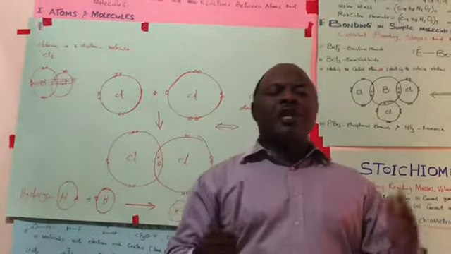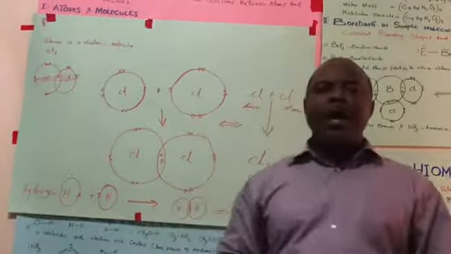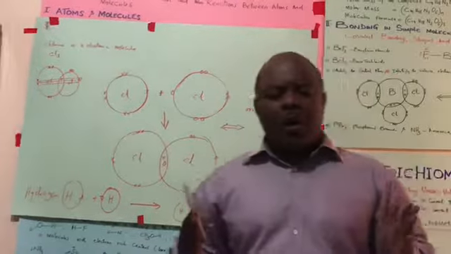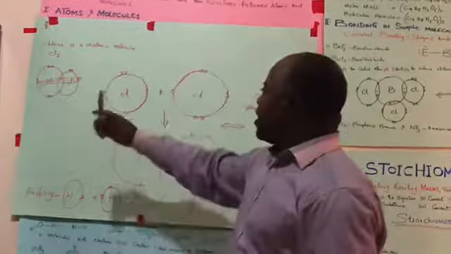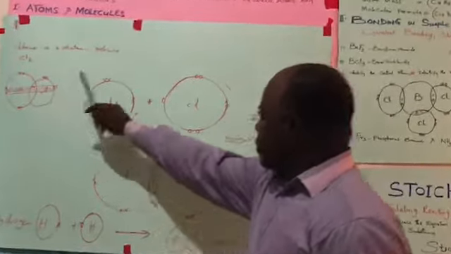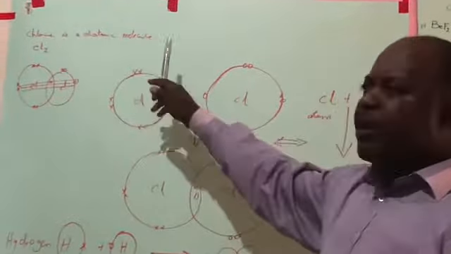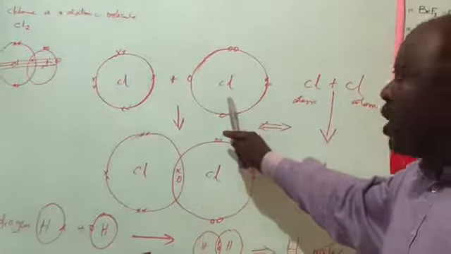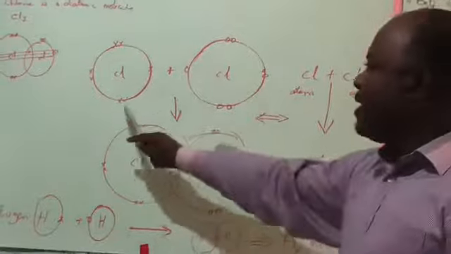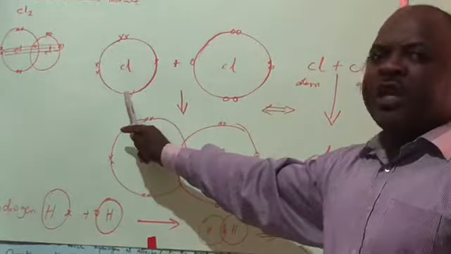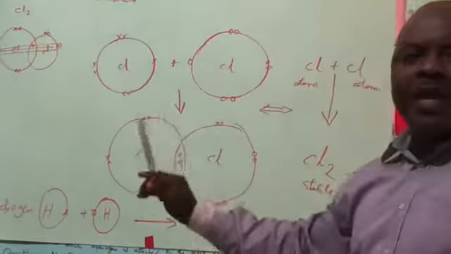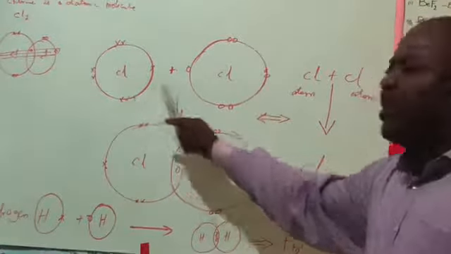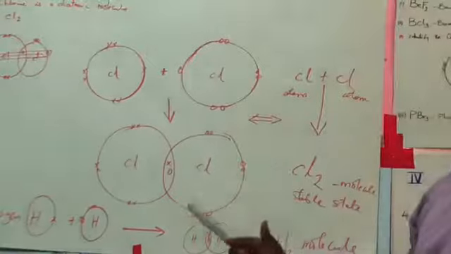And chlorine cannot take it from anywhere except by bonding with another atom of chlorine. So take, for example, chlorine, which is a diatomic molecule, can bond with another chlorine atom to form a molecule of chlorine. At this state, chlorine is not stable because it has only 7 electrons in its atomic shell, and this other one also has 7. For them to be stable, they need to come together.